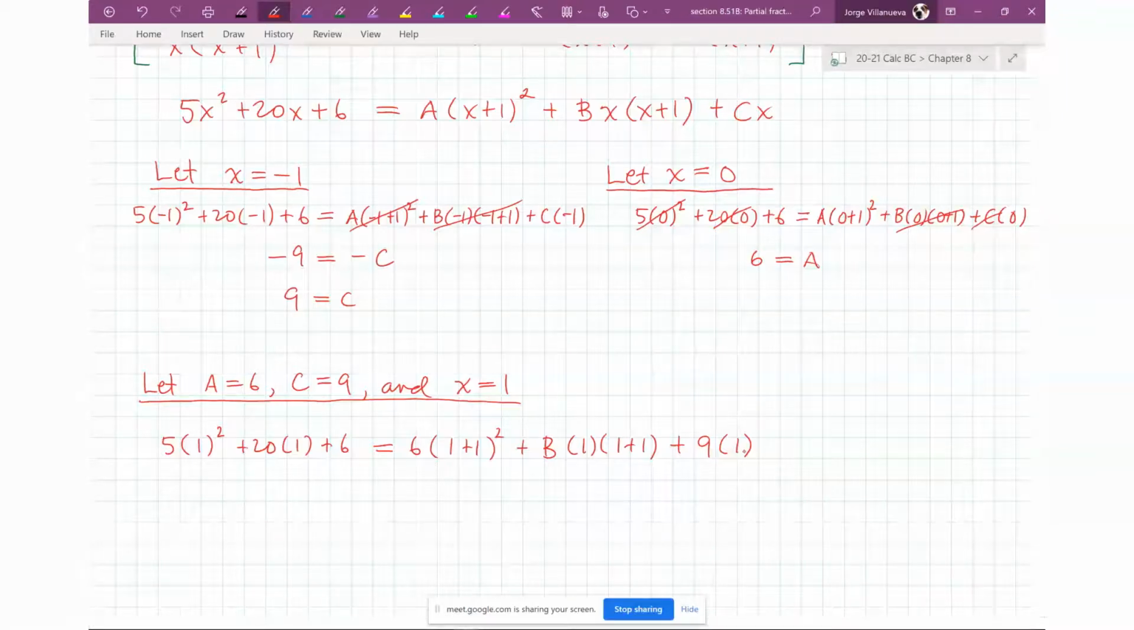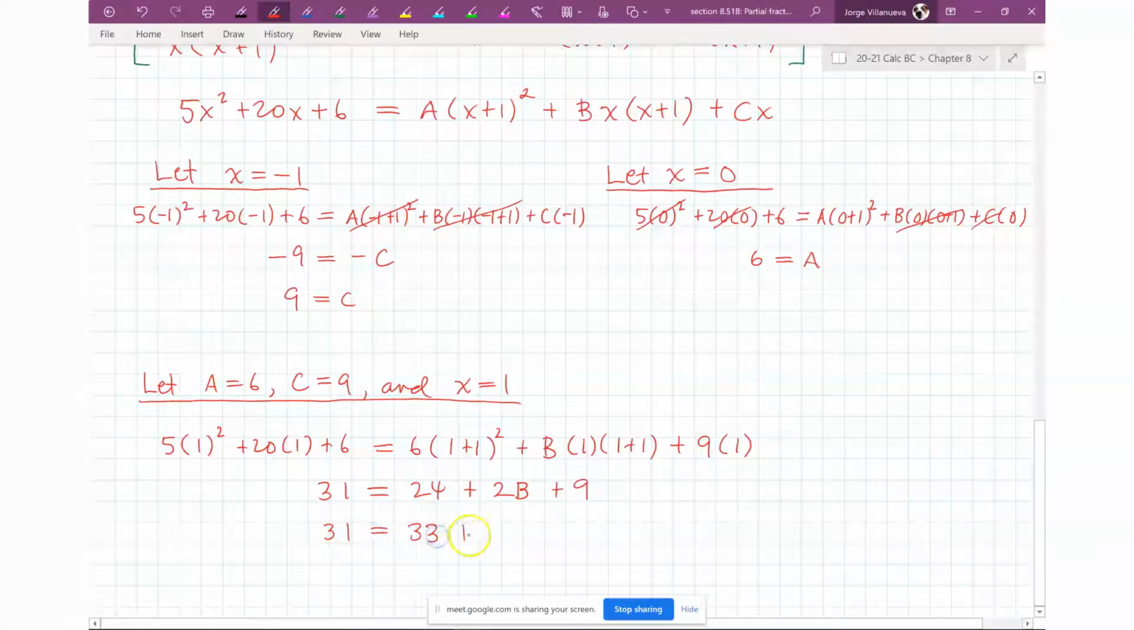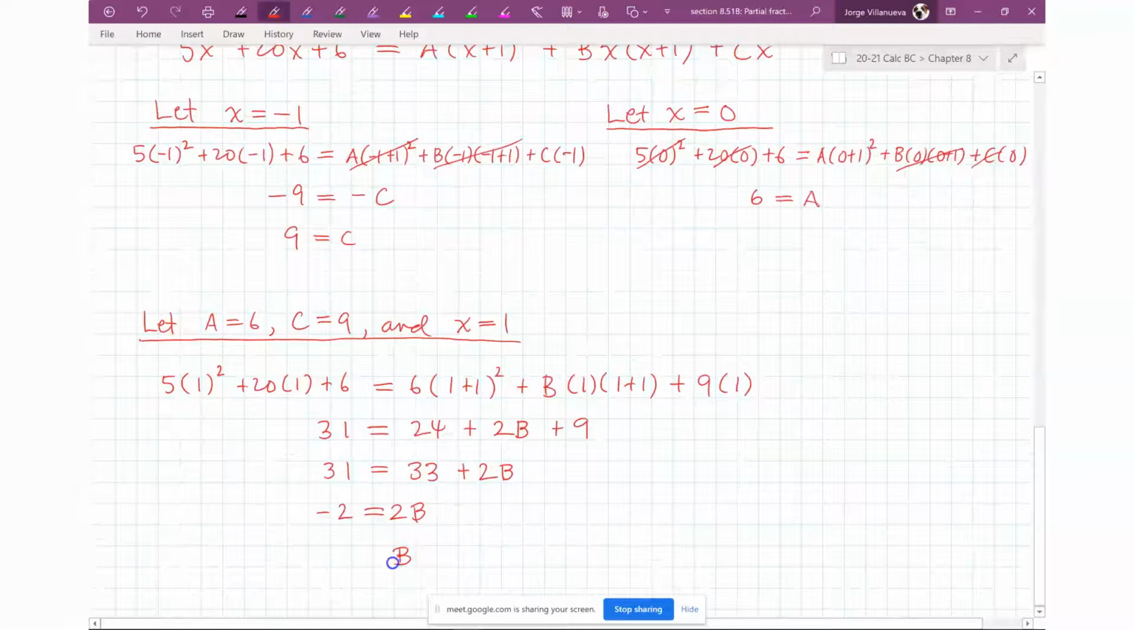5 plus 20 plus 6 is 31. 1 plus 1, that's 2. 2 squared is 4 times 6, that's 24. Plus 2b plus 9. Okay. Well, that's 31 equals 33 plus 2b. Negative 2 equals 2b. So b is negative 1.